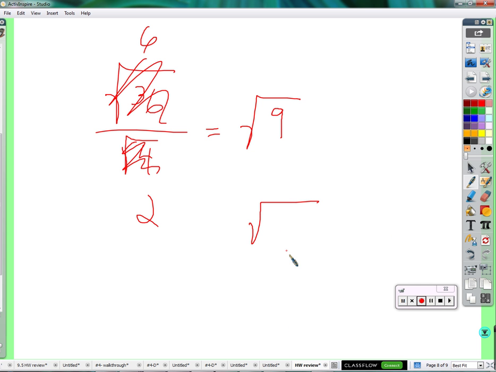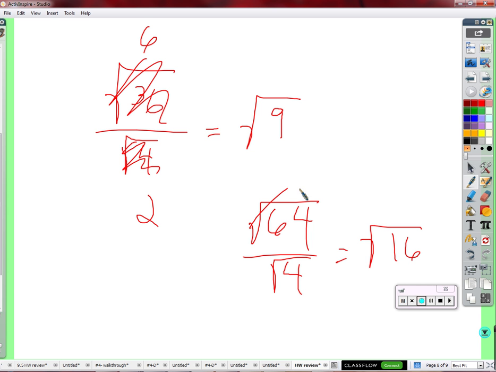Okay, it doesn't just work for things that happen to have an answer of 3. Let's say the square root of 64 over the square root of 4 should be equal to the square root of 16. Okay, let's try it out. Square root of 64 is 8. Square root of 4 is 2. 8 divided by 2 is 4. The square root of 16 is 4.